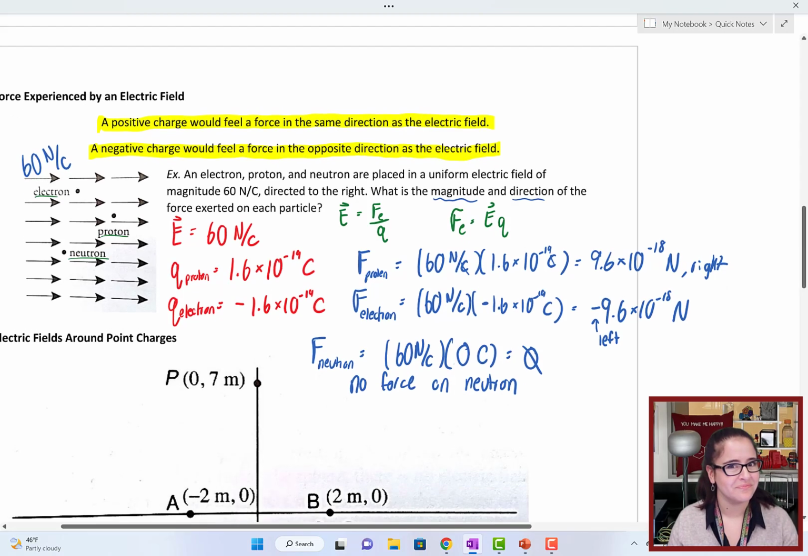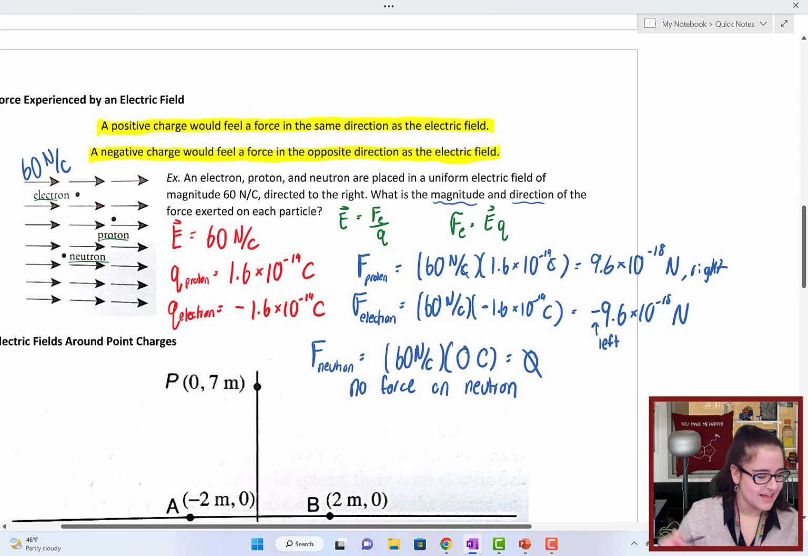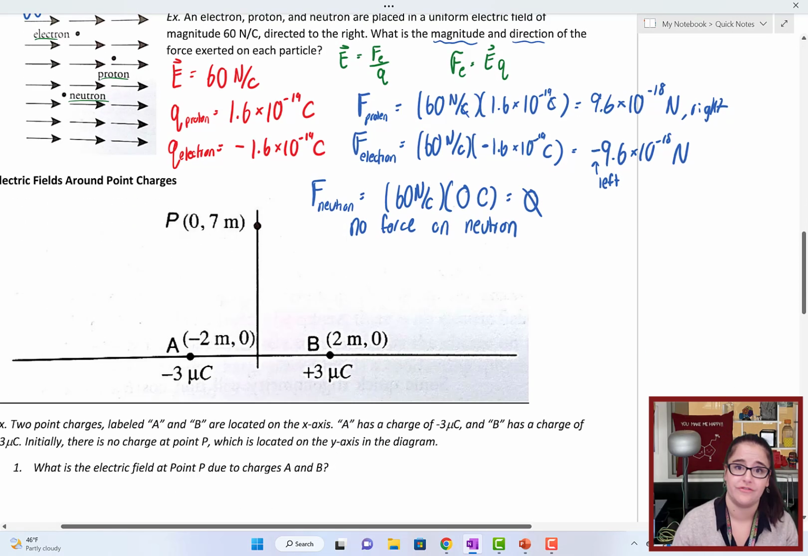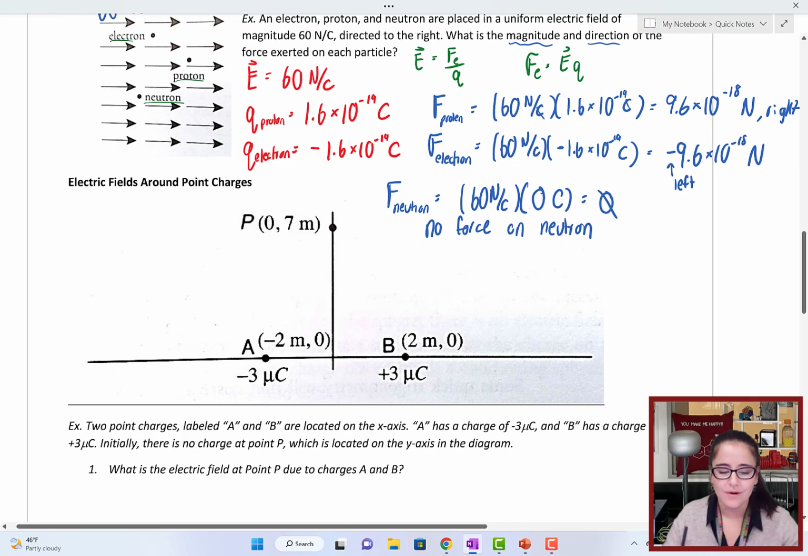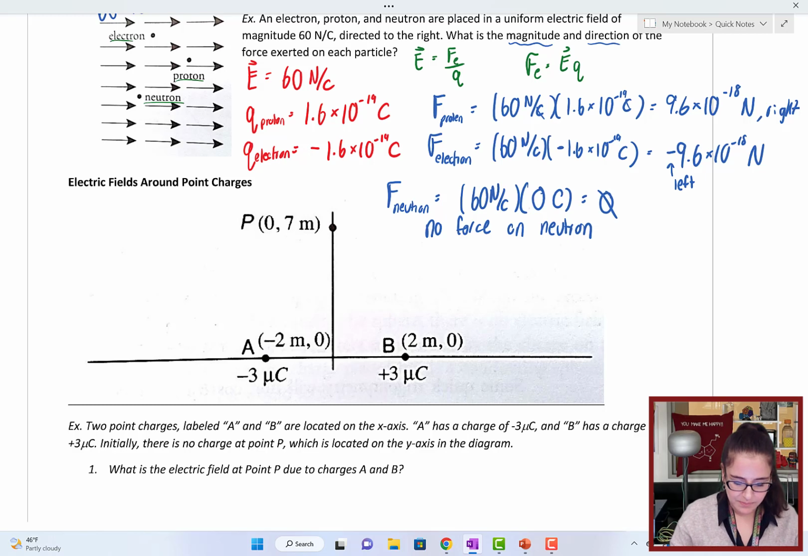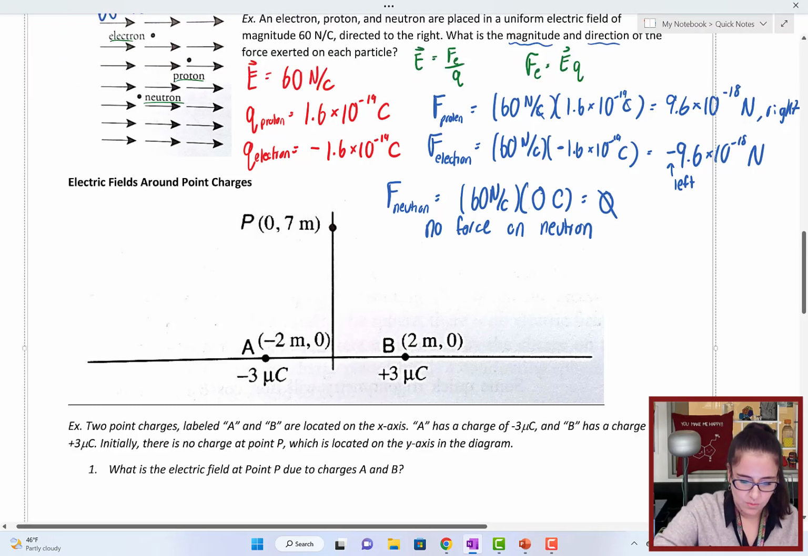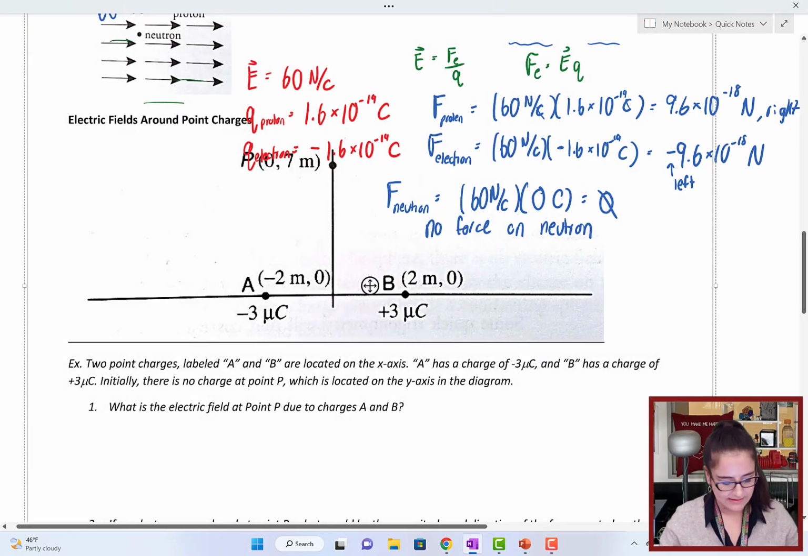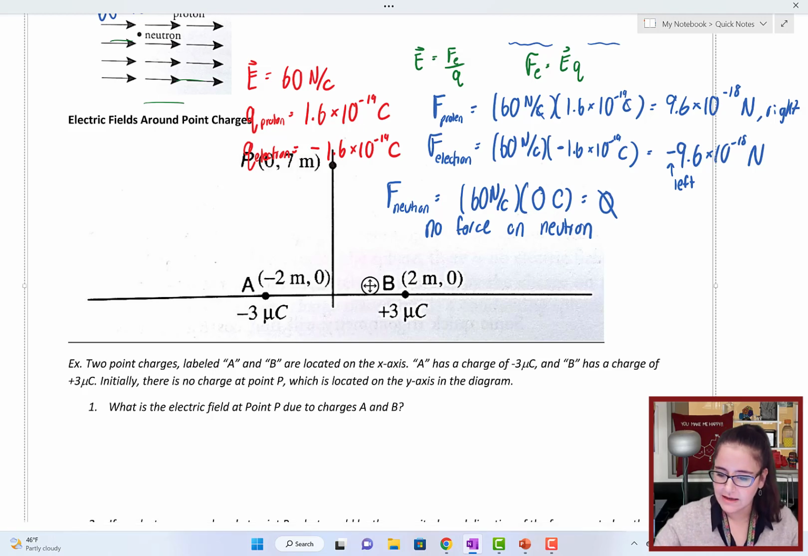Okay, cool. Now, let's go ahead and do some vector math and look at the electric field around point charges. So we're going to be using that other equation. This problem is asking us what the electric field is on point P.